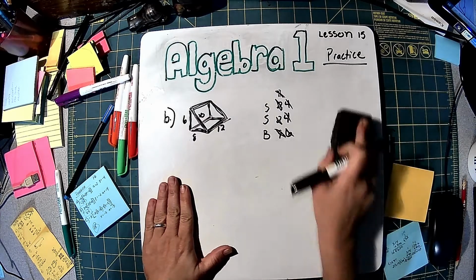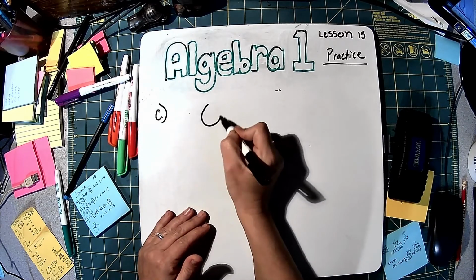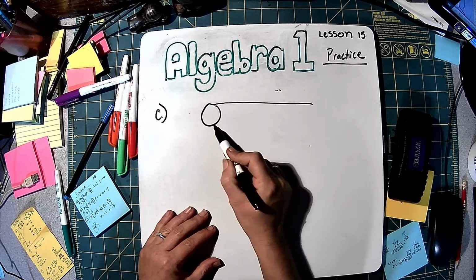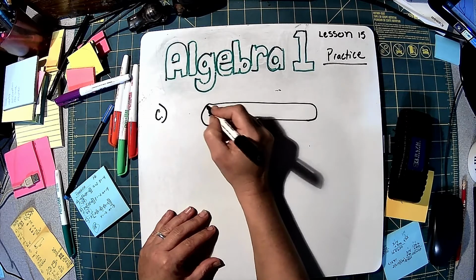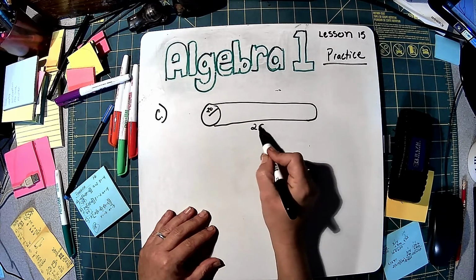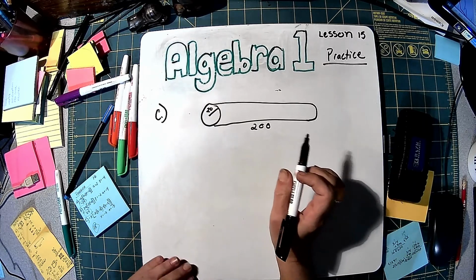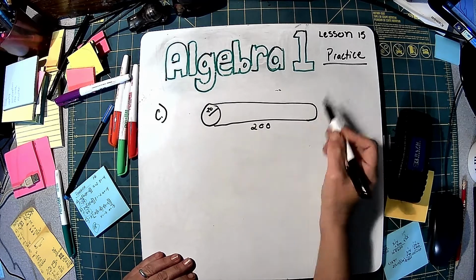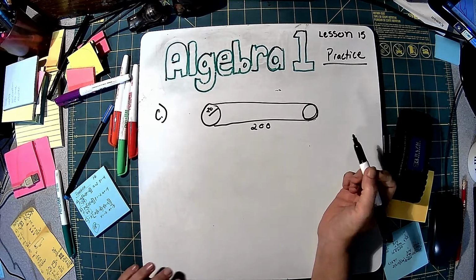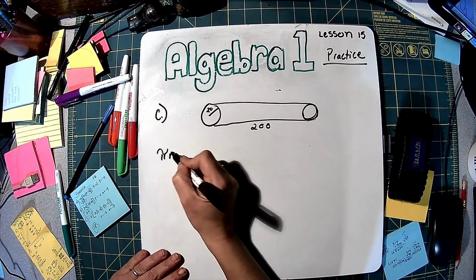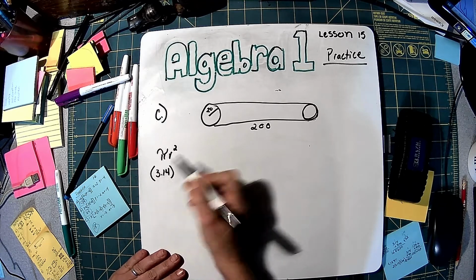Okay, now we're going to try C. C has a circle, and then it's a long tube that goes down like that, and it tells us that this diameter right here is 20, and that the length is 200. Alright, so we have to figure out the surface area of that. So we're going to have two ends right here that are going to be the area of this circle. Okay, so to find the area of a circle, we're going to do pi r squared. R is 20, so 3.14 times 20 squared.